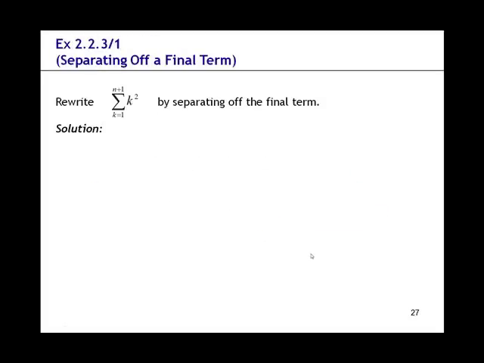Right now we have an exercise on separating off the last term. You have sigma, sum of k equals 1 to n plus 1. Our formula is k squared, so we want to separate off the final term. How do we do that? We first expand the summation notation. Our initial value will be k equals 1. So when k equals 1, you have 1 squared. K equals 2, you have 2 squared.